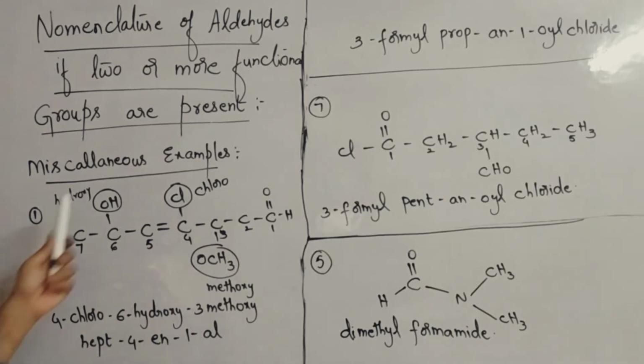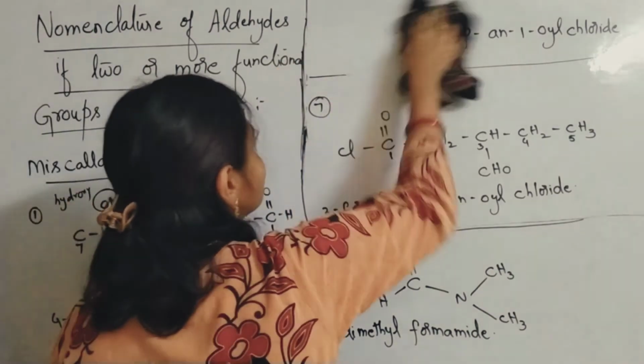Here all the substituents have less priority than aldehyde. So we wrote all of them in the form of what? Prefixes. Okay, please try to understand carefully. Okay, next move on to the next example.